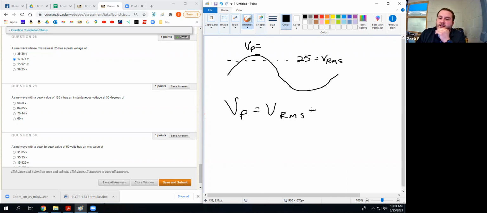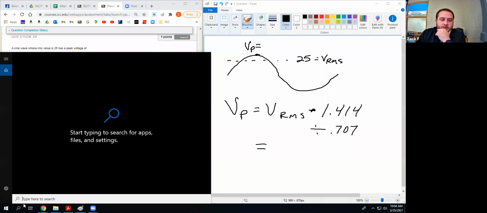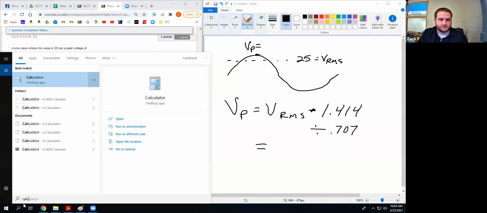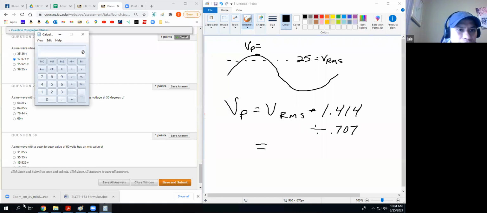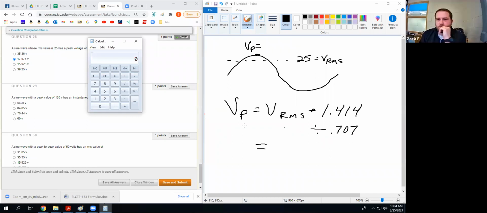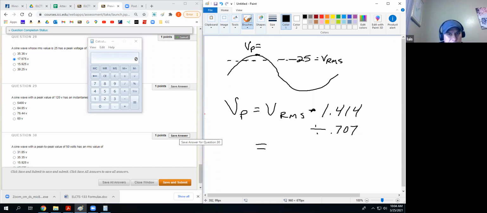V peak equals VRMS times 1.414, or you can divide it by 0.707. Either way, you get a number that looks like 35 point something or other. The peak is always higher than the RMS. Remember, look at the drawing. We're given this RMS value right here, and we're trying to find this. It's going to be bigger than 25.